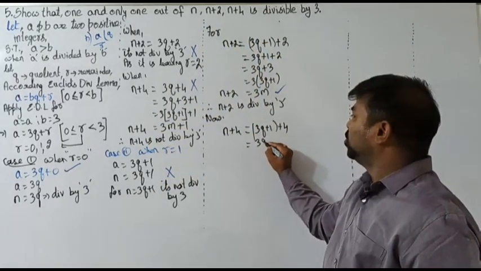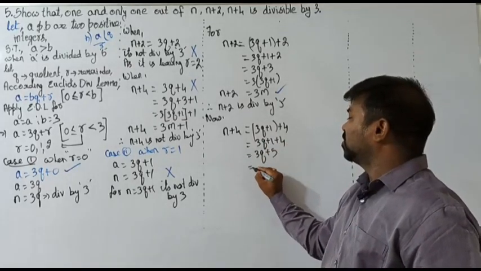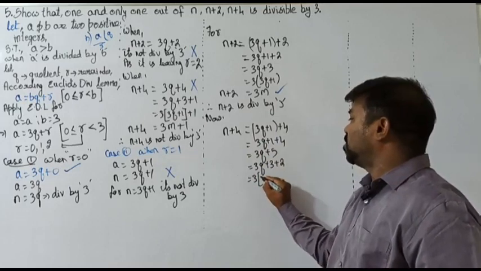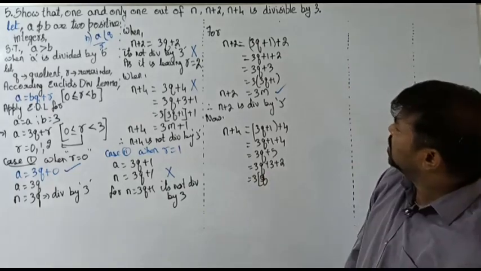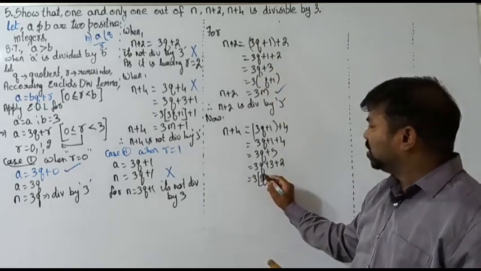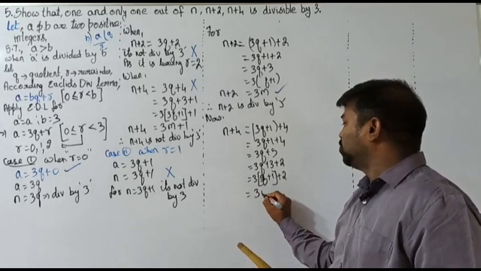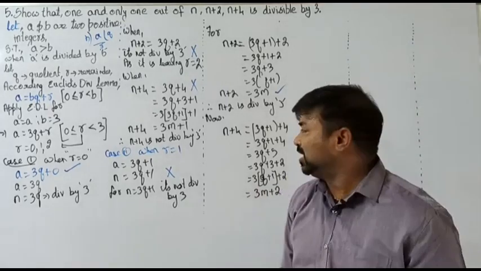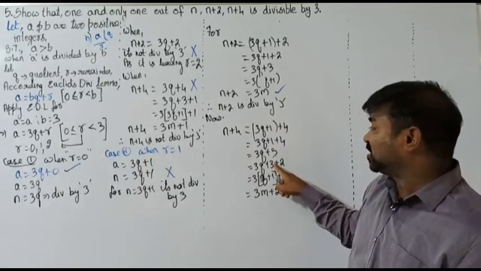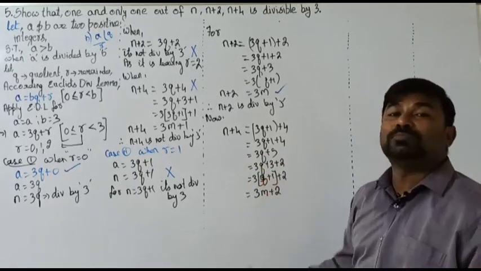Now if I open it, 3q plus 1 plus 4, which is 3q plus 5, I can write it as 3q plus 3 plus 2. I can take 3 as common. Here, if you take 3 as common, it's nothing but 1 plus 2, which is nothing but 3m plus 2. Now see, I have written 3q plus 1, 4 added, it became 5. I am writing 5 as 3 plus 2. Out of these two, I pick 3 as common. Left over is q plus 1. Q plus 1 means m.